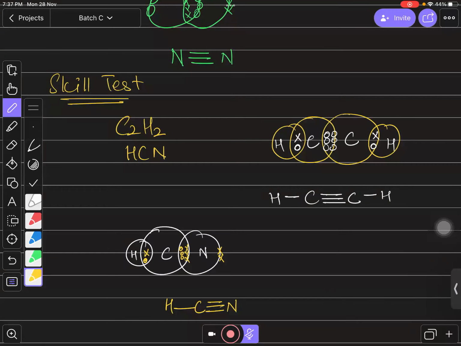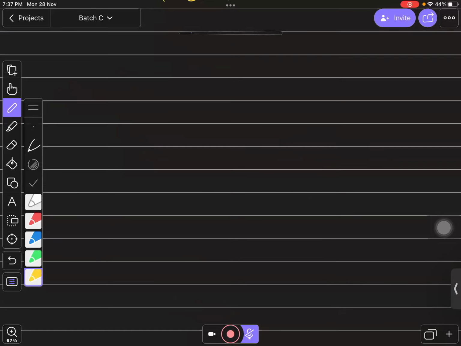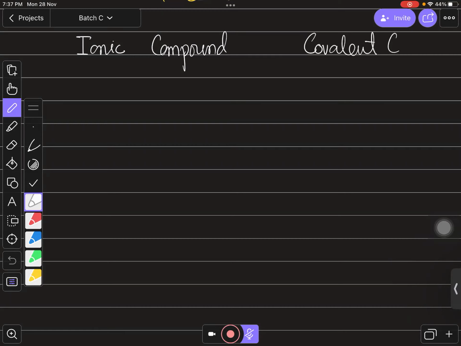Now let's talk about some physical properties of covalent compounds. We are going to write this in contrast with ionic compounds. We wrote some physical properties of ionic compounds in the last class. If you talk about covalent compounds, we need to talk about these together.